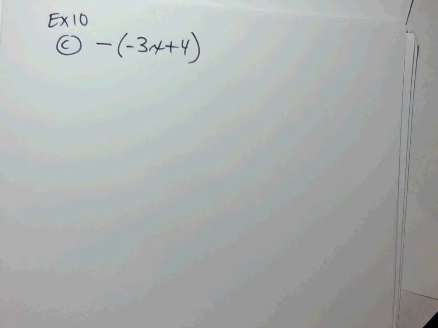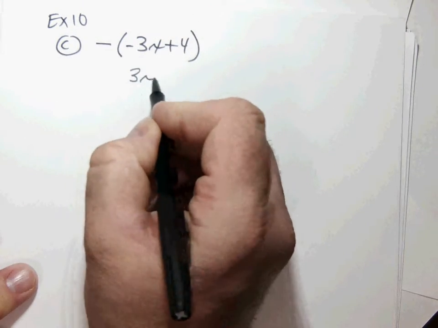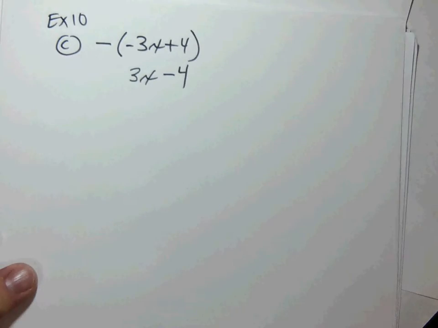It's taking the opposite. So what's the opposite of negative 3? Positive 3. What's the opposite of positive 4? Negative 4. It just changes the sign of everything inside that parentheses. Okay, that's all it's doing.